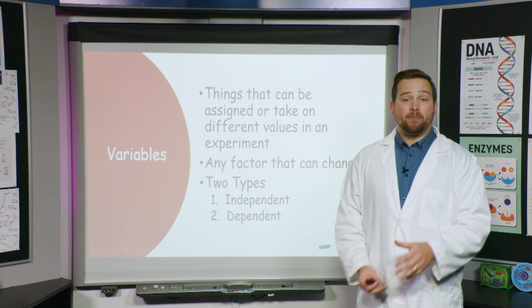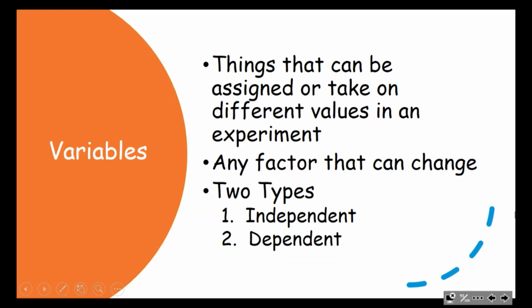Okay, let's talk about variables real quick. There's 2 types of variables you really want to know about. What is a variable, first of all? Variables are things that can be assigned or take on different values in an experiment.